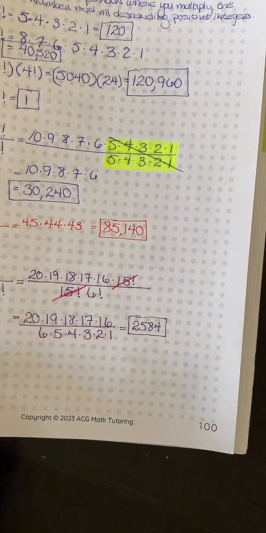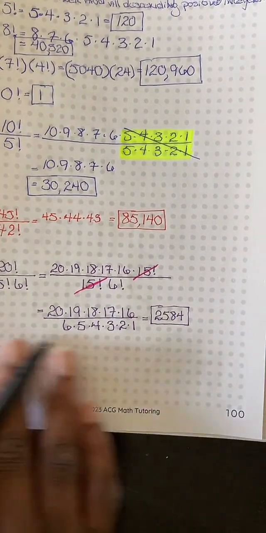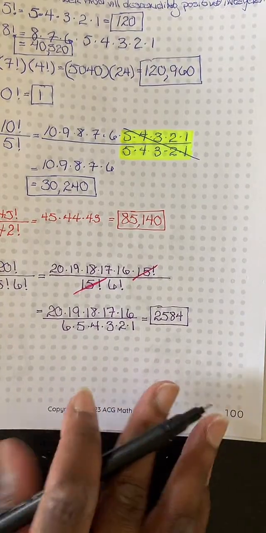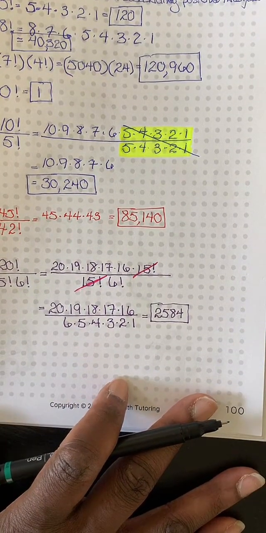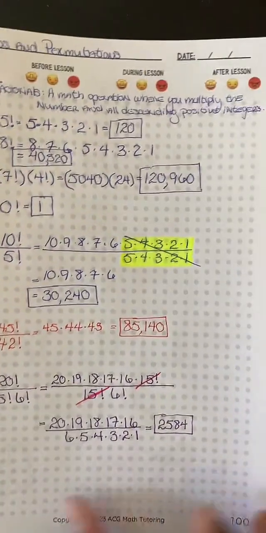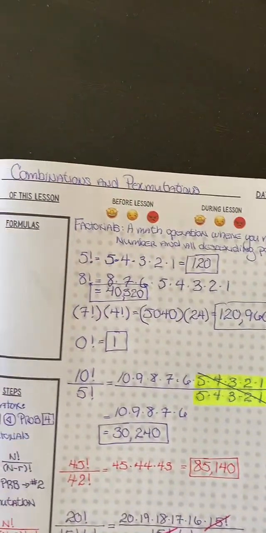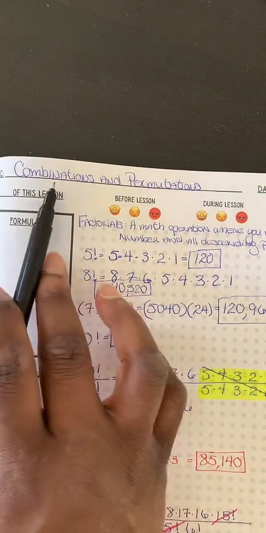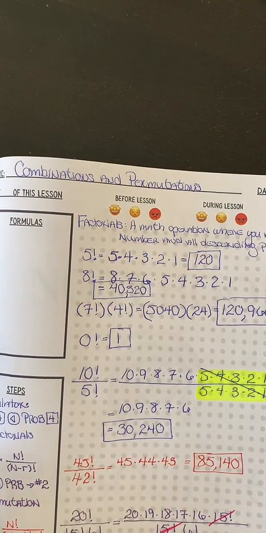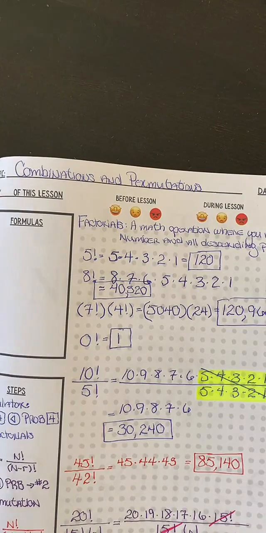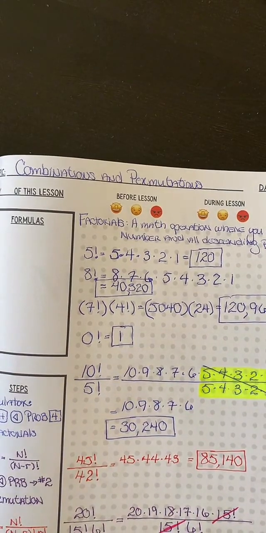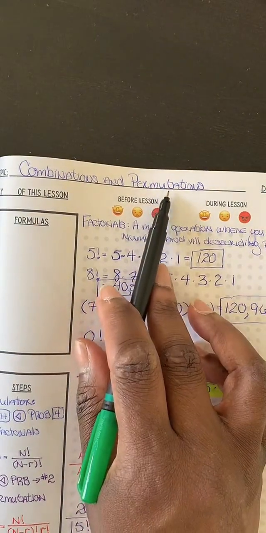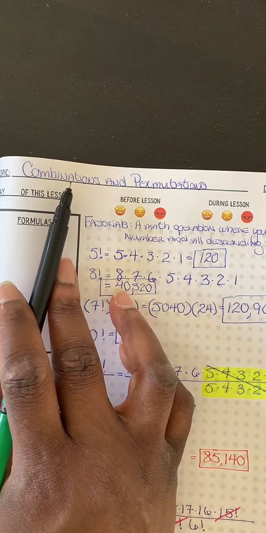So the reason why we're going through the factorials is because you're going to need it, especially when it comes down to calculating your permutations and your combinations. So that's what we're looking at. When we're talking about permutations, basically the difference between permutations and combinations is that one has to deal with order, which is your permutation, and the other one doesn't.